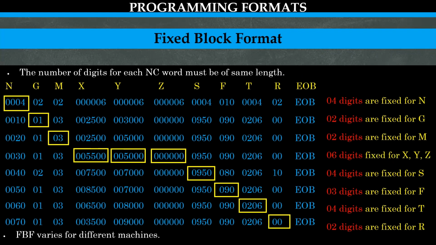The fixed block format varies for different machines. A program written in fixed block format for a particular machine will be as seen on the screen. We do not understand here whether it is an X word or Y word or Z word. We have to see it in the corresponding column. This belongs to the Z word. Similarly, if someone wants to find out what this 90 is representing, then just look at the column at the top. Okay, it is the F word.